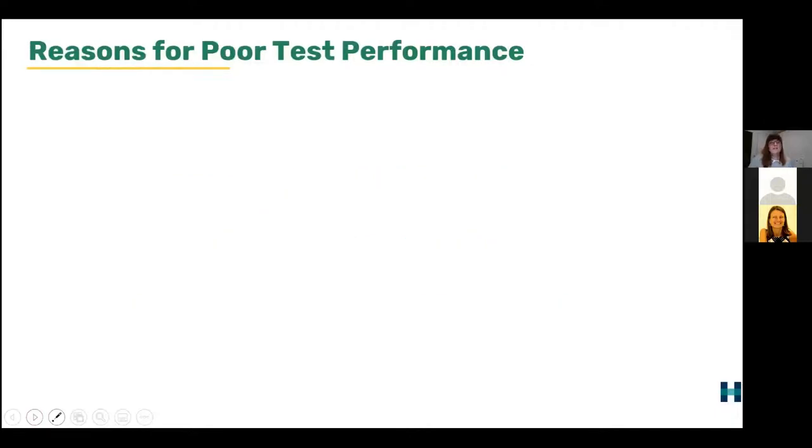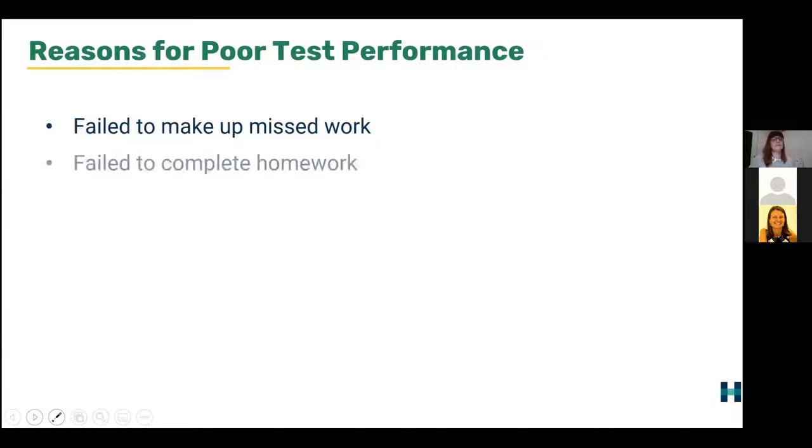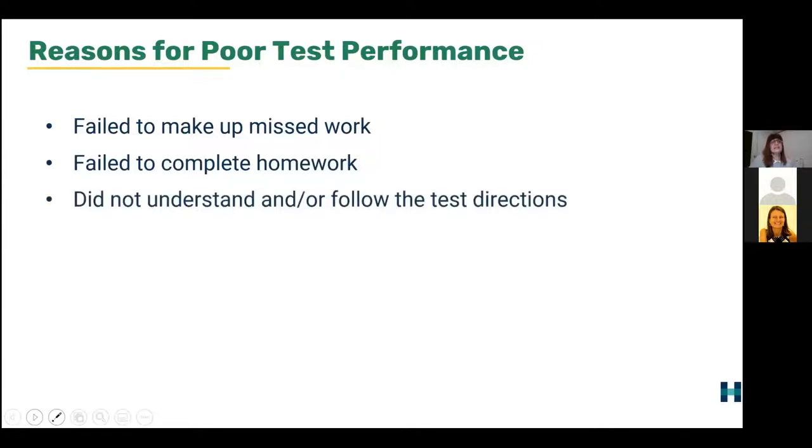One of the things in doing all my reading is that I wanted to share some of the reasons that it has been documented that there has been poor test performance. Students, be real mindful of this. Failed to make up missed work, because you're failing to take advantage of that practice and getting feedback from the teachers from that missed work. Failed to complete work along the same lines. Did not understand or follow the test directions, and that's why I've included that topic in this webinar.